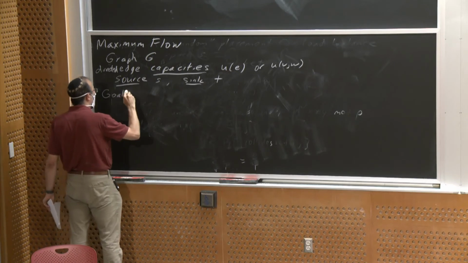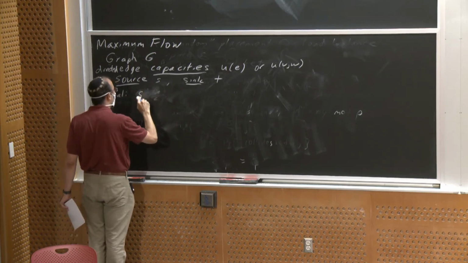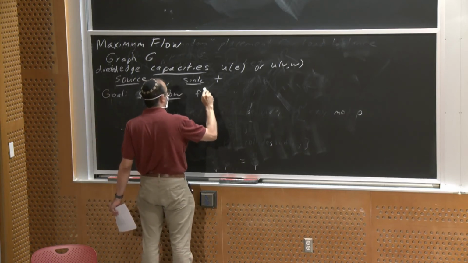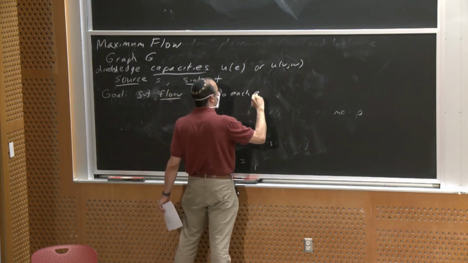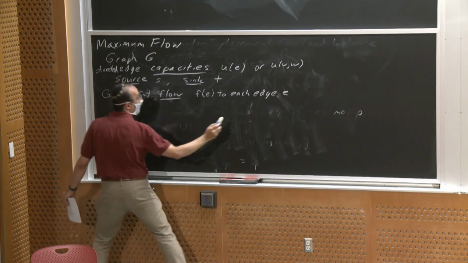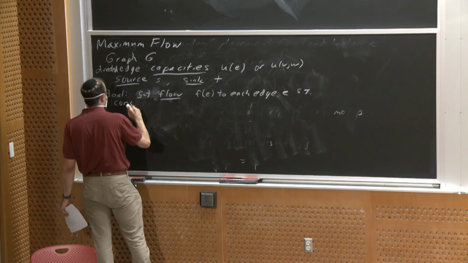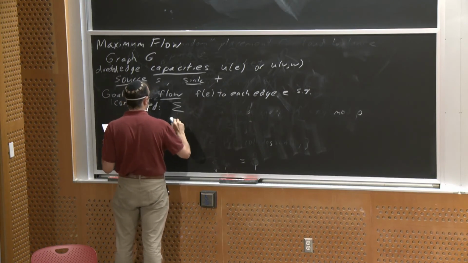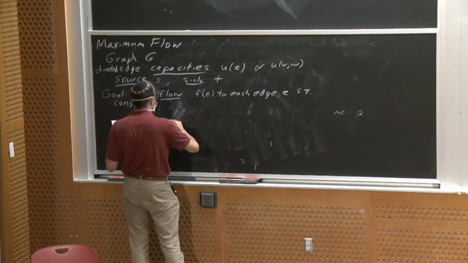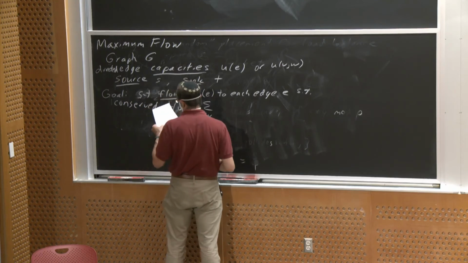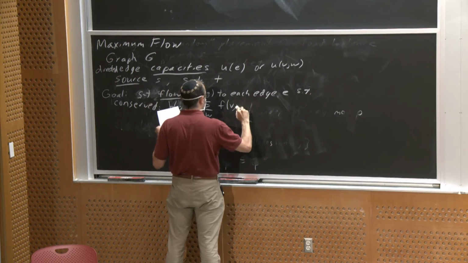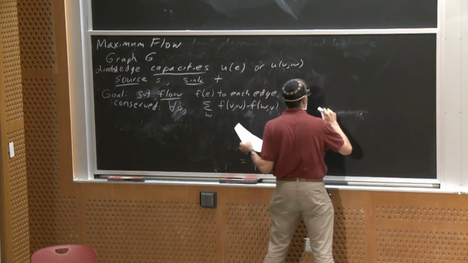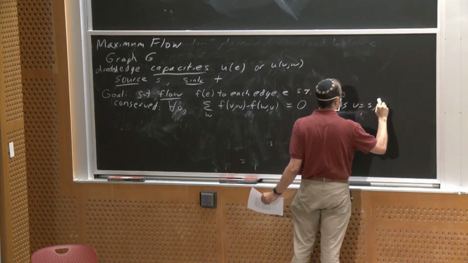And your goal is to create a flow, or an ST flow, which assigns some value f of E to each edge E, such that the flow is conserved, which is to say that for any vertex V, the sum over neighbors W of the flow from V to W minus the flow from W to V is equal to 0 unless V is the source or the sink. Okay?